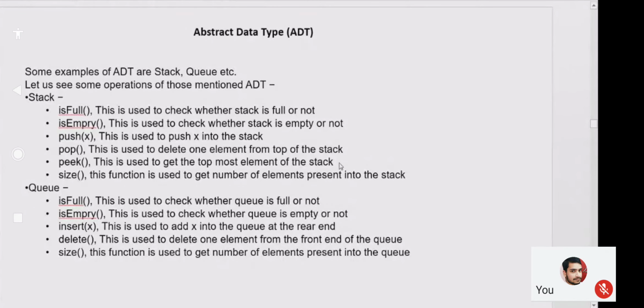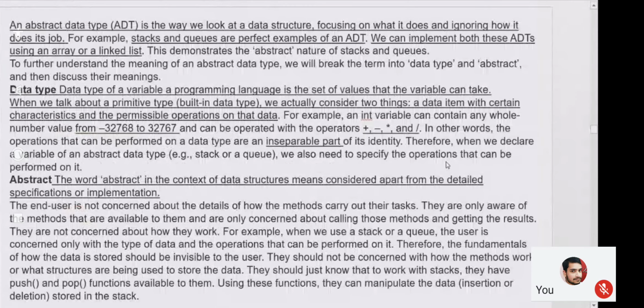Suppose you are writing linear search and for that you have used one function. That is not a data type. But here stack and queue are data types. Int, char, float are primitive or concrete data types, but stack and queue are abstract data types. I think this is clear now. You have to read this also.